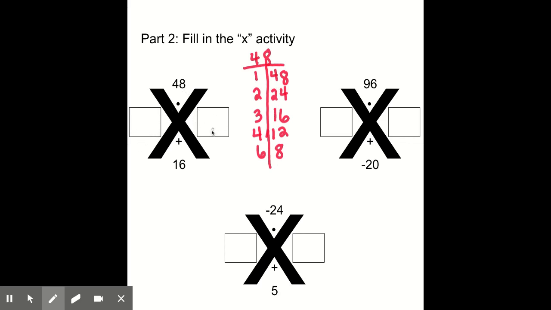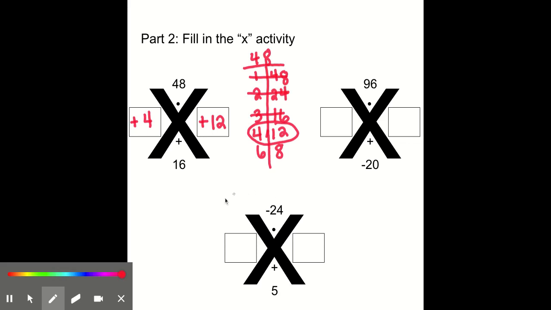the combination that gives us 16 when we add them together. So 1 and 48 is not going to give us 16. 2 and 24 is not going to give us 16. 3 and 16 will not give us 16, but 4 and 12 will give us 16. So we're going to test it. They're both going to be positive, so positive 4 and positive 12. Positive 4 times positive 12 gives us positive 48, and positive 4 plus positive 12 does give us positive 16. So that is the combination we're looking for.